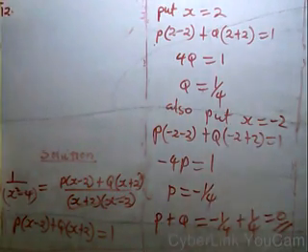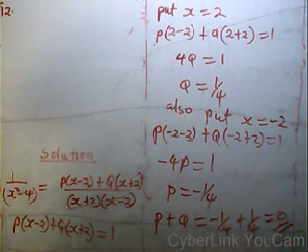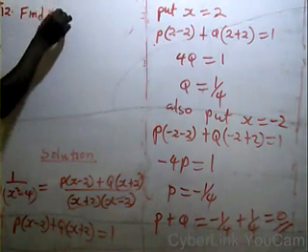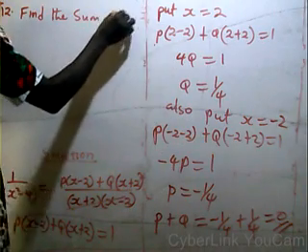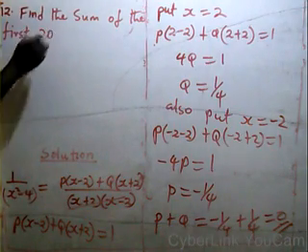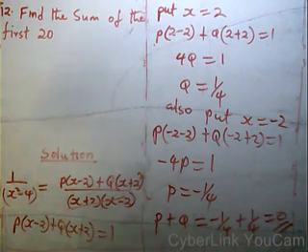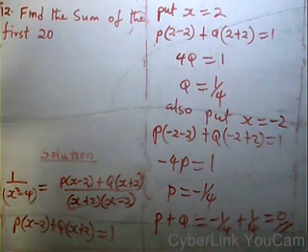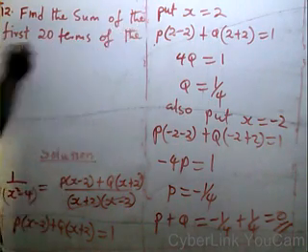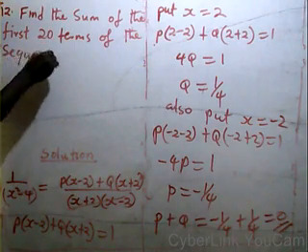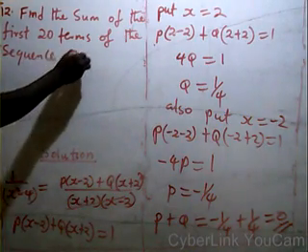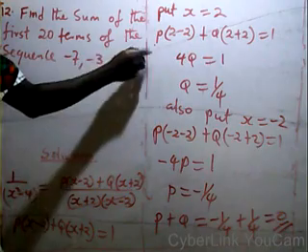Question 12 says, find the sum of the first 20 terms of the sequence minus 7, minus 3, 1, and so on.